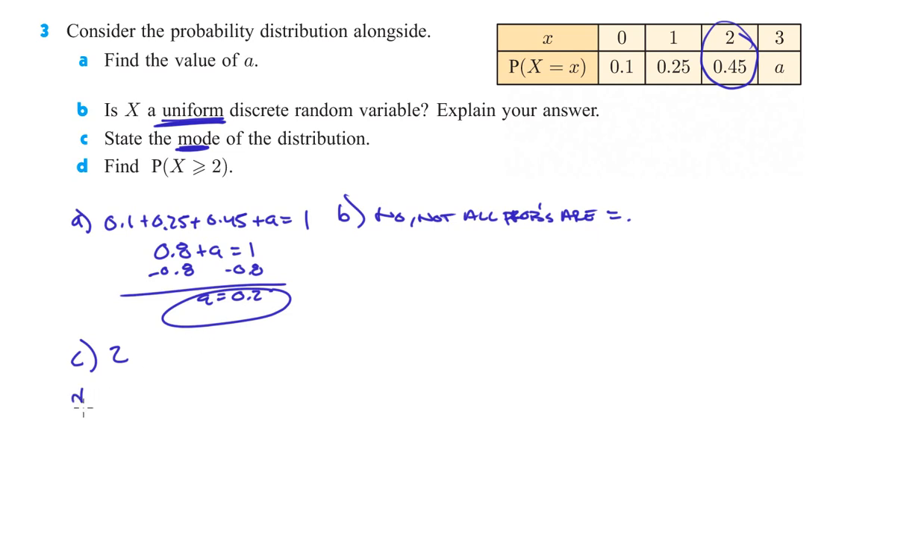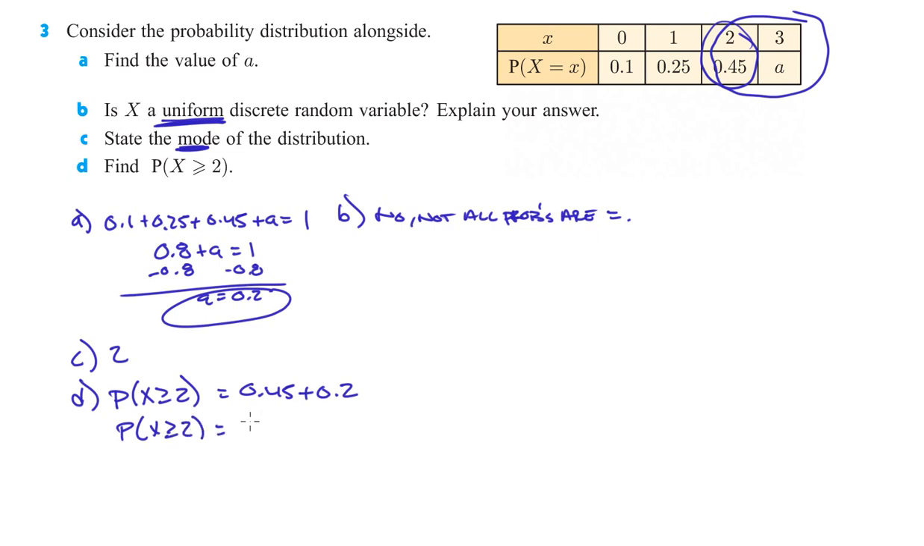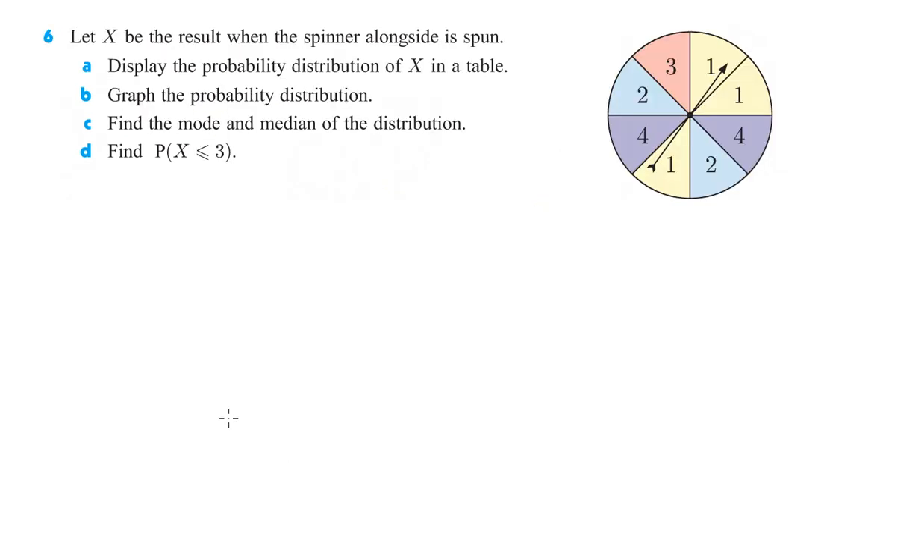And then for part D, find the probability that X is greater than or equal to 2. So probability that X is greater than or equal to 2 is going to be these two together, right? So that's going to be 0.45, and then we figured out that A was 0.2. So the probability of X being greater than or equal to 2 is going to equal 0.65.